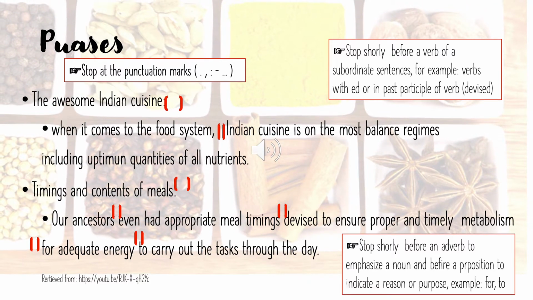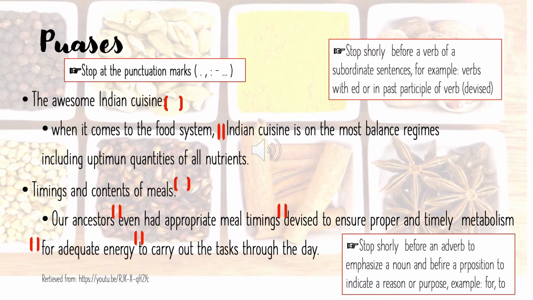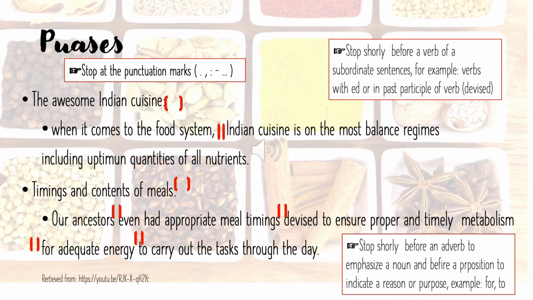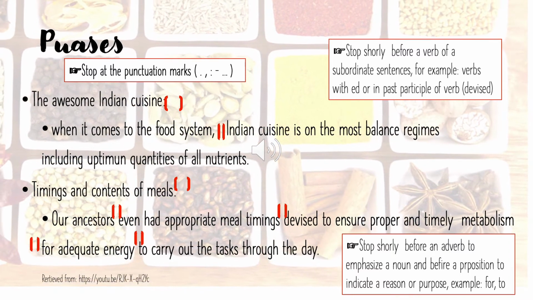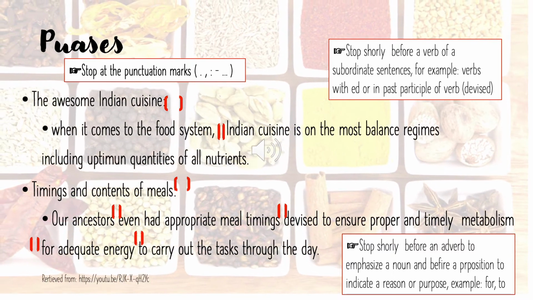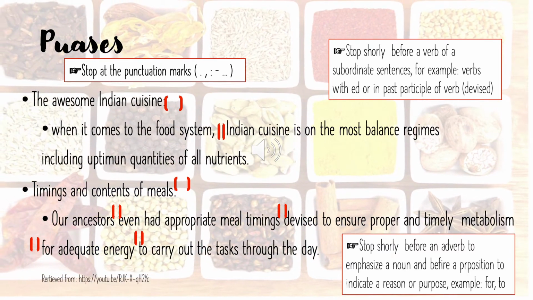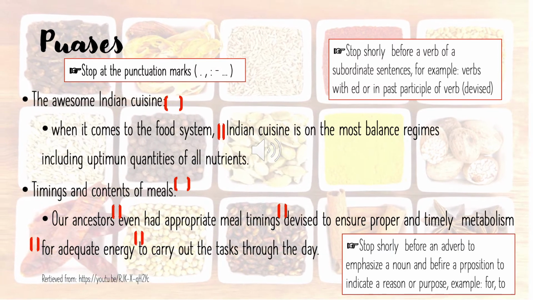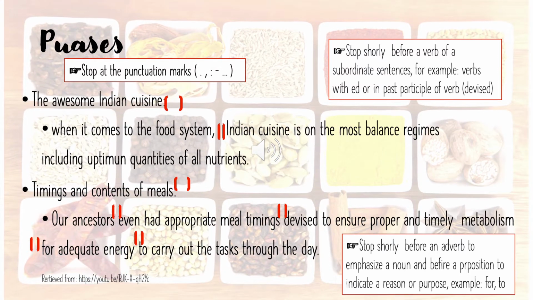Here you are given some examples. Alright, one more thing. When you are starting an introduction part, you need to make a pause. Okay, here we go. The awesome Indian cuisine. When it comes to the food system, Indian cuisine is one of the most balanced regimes, including optimum quantities of all nutrients. You got it? I make a small pause in the comma and in the colon at the beginning.